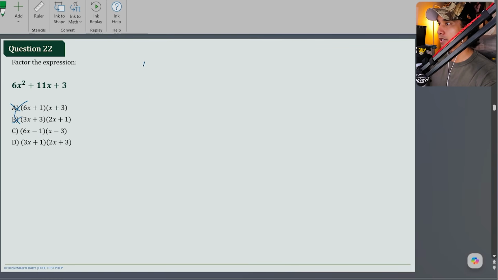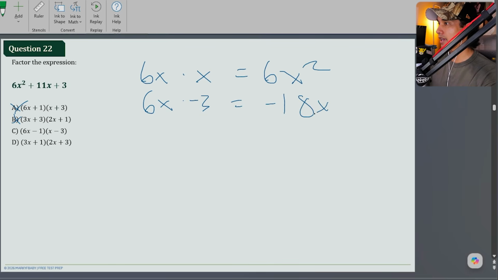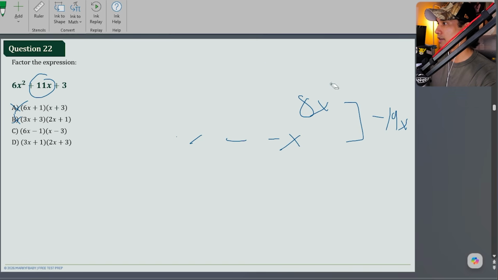Again, let's go ahead and do it. 6x times x equals 6x squared. And then 6x times -3 equals -18x. And then -1 times x equals -x. This together gives me -19x, which does not equal this. So I would stop and continue on to the last answer choice.